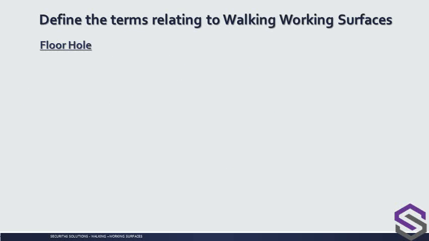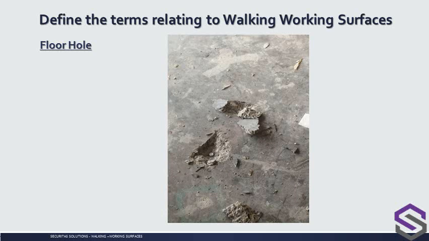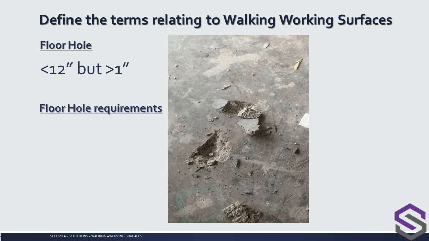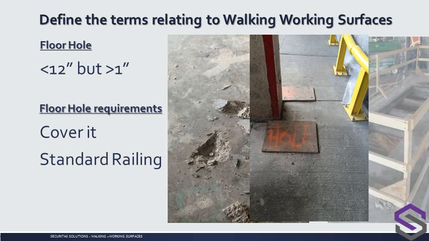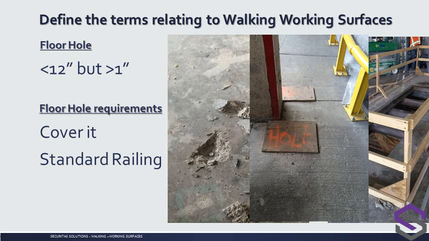So there you have it. A floor hole is just that, a hole in the floor, pavement, platform, or yard that is less than 12 inches in its largest dimension but greater than 1 inch in its least. The requirements to protect workers from being injured by all floor holes is simple. Cover it with a stable item or build a standard railing around it. Yes, I know this isn't rocket science, but somehow still every year 15% of all deaths in the general industry come from items just like floor holes and our next term, floor openings.